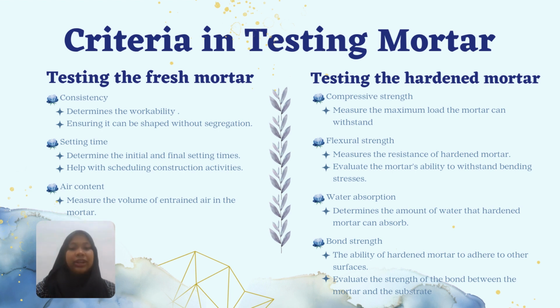Tests such as the Vicat apparatus or penetration resistance determine the initial and final setting time. These tests help with scheduling construction activities and ensuring proper handling and finishing of the mortar.